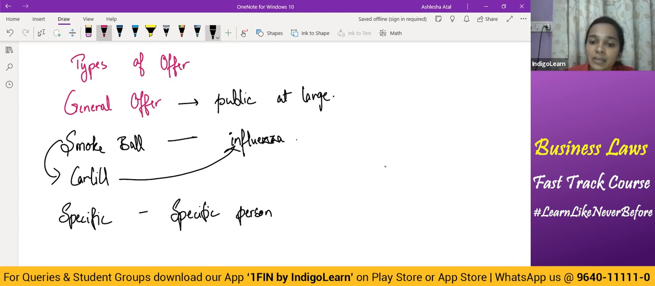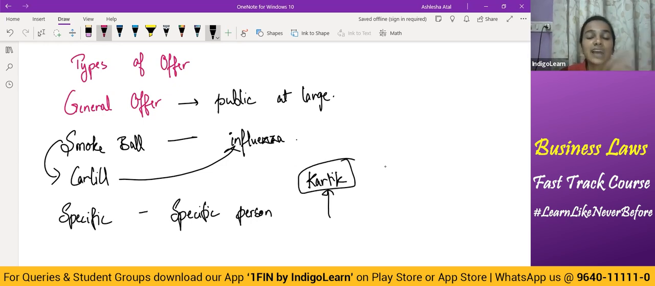Now, say I make an offer to you that I will teach the entire course to you for free, and I have made this offer specifically to a person named Mr. Karthik. So only Mr. Karthik has the right to accept my offer, and no one else can accept this offer. A specific offer is an offer made to a specific person, and only the person to whom the offer is made has the right to accept it. No one else can accept the offer in that person's place.